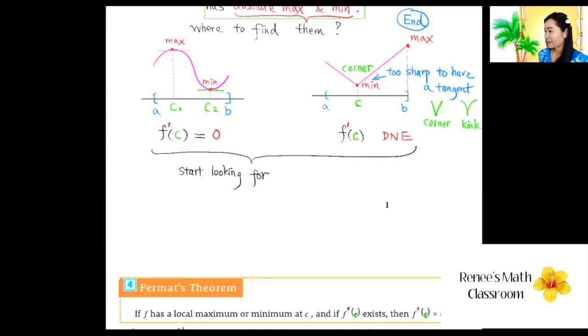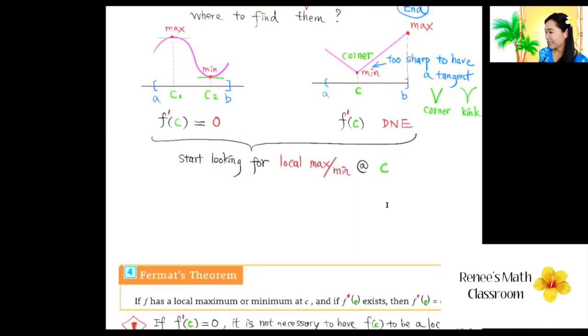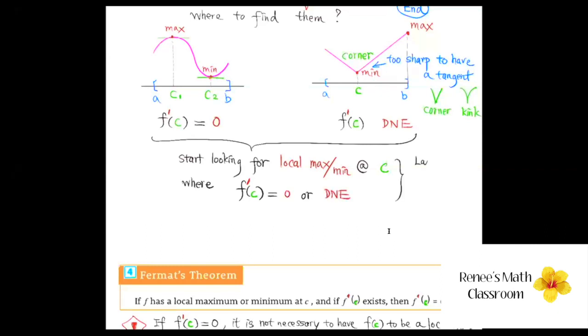So it's like a competition, right? Locally at your school, and later on you're going to compare that with everyone in the city, and then you get the winner in the whole city. Start looking for local max or min at those c where the first derivative equals 0 or does not exist, and then later compare the function value at c with the endpoint values.